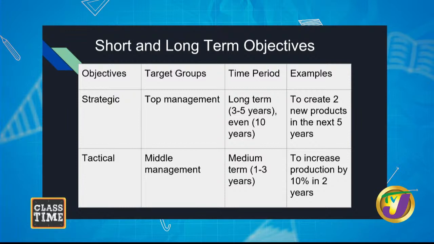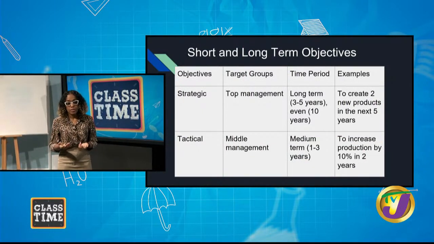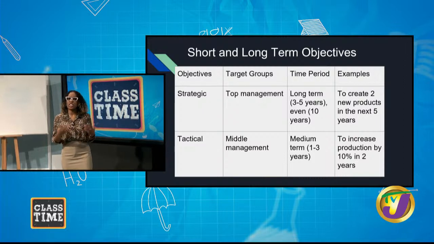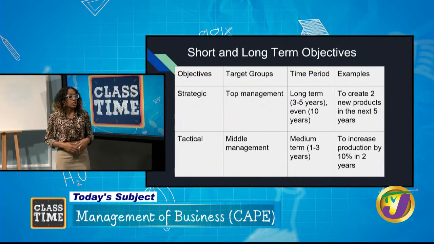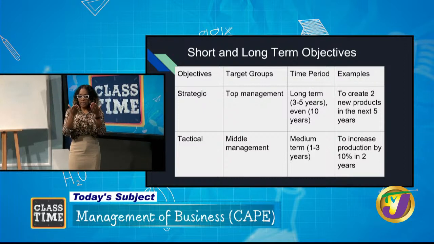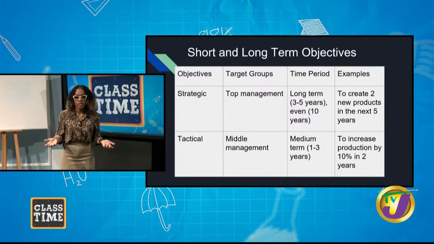Awesome. The time period now for tactical objectives, we're looking at more medium term. So 1 to 3 years, we can achieve these objectives. All right. Let us look at an example. To increase production by 10% in 2 years. So we're really looking here now at production. Because remember, we want to manufacture, we want to create goods. So is it that what we're doing is enough? Or we can make a little more, because remember, we all go into business to make a profit, right? So we want to be looking at the production aspect. We can increase that. So we're going to be increasing by 10%, and relatively in 2 years that can happen.